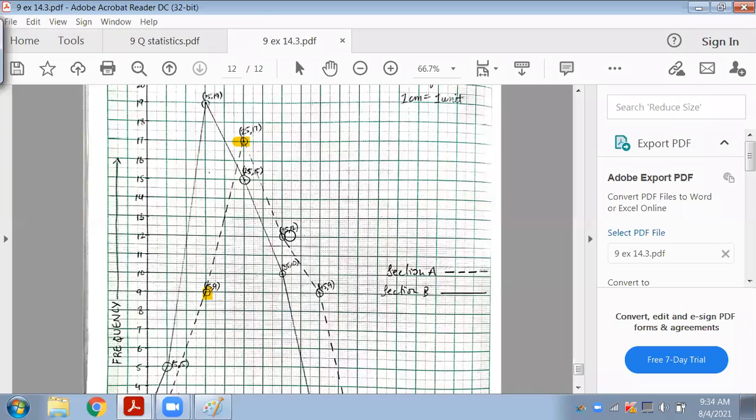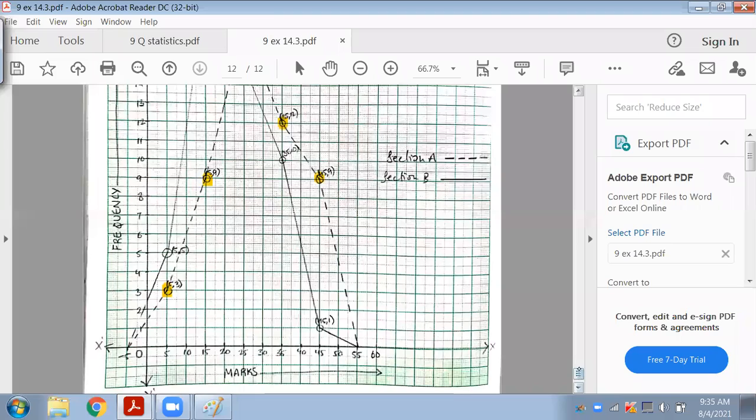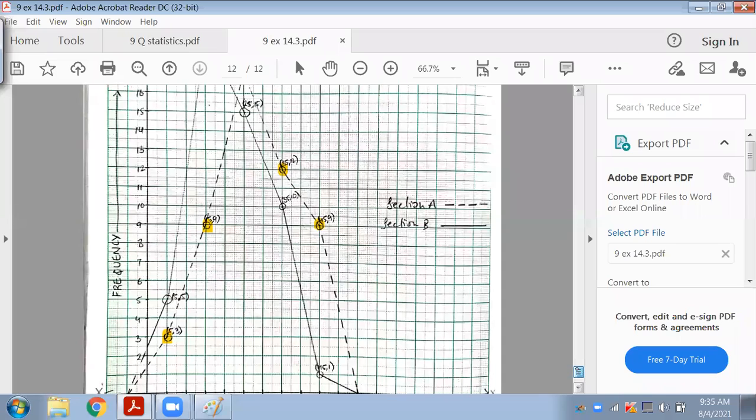Next is 35, 12. Next is 49, 9. Okay, we have plotted all. Then how to join? The first one you join with a broken line.